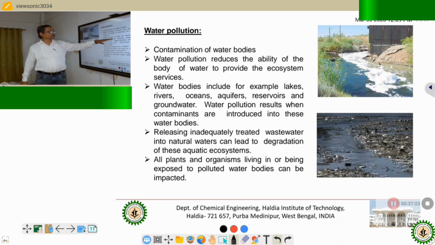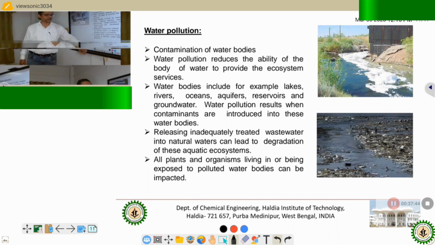Water bodies include lakes, rivers, oceans, aquifers, reservoirs, or say groundwater. So many types of water bodies are there. Everywhere we can find this type of pollution nowadays. The release of inadequately treated wastewater into natural water can lead to the degradation of the aquatic ecosystem.